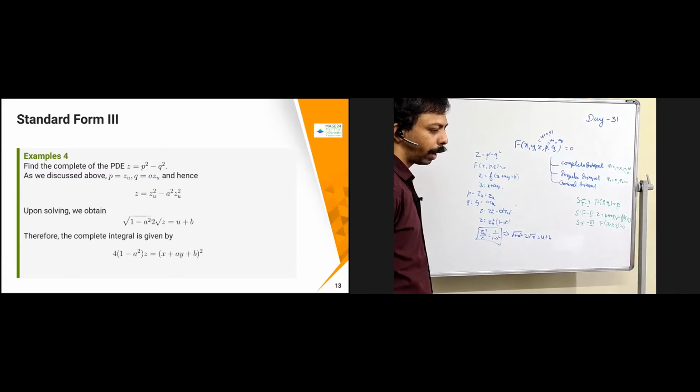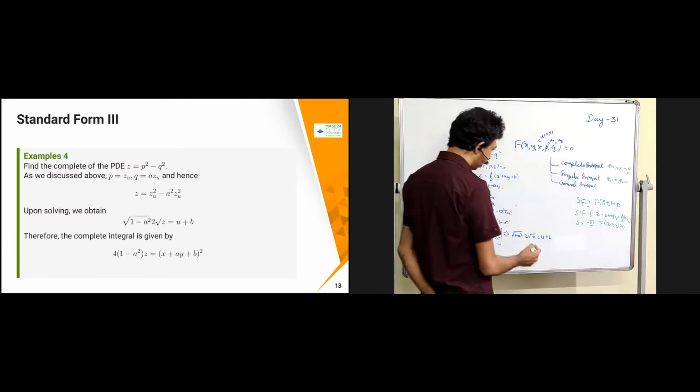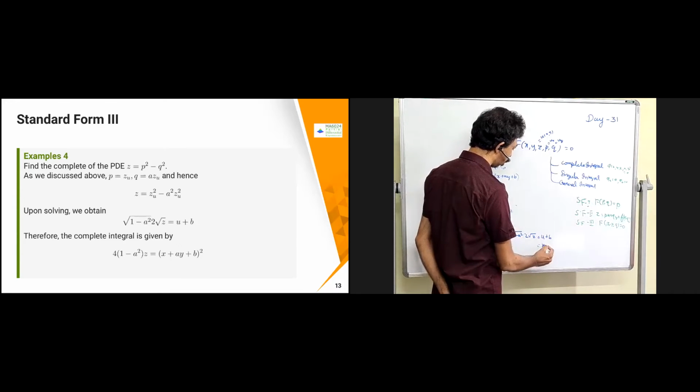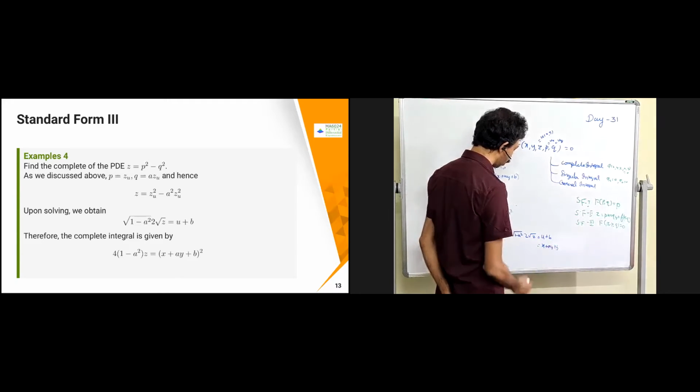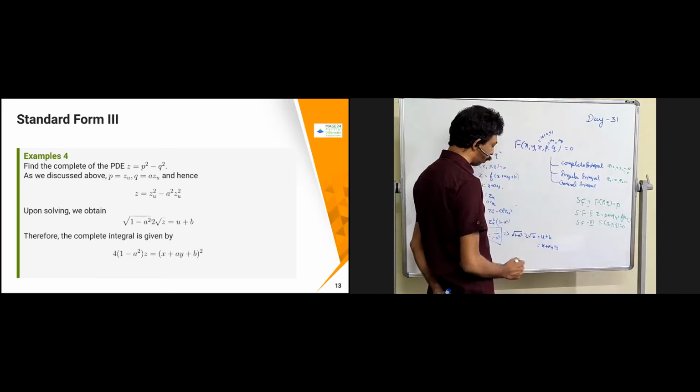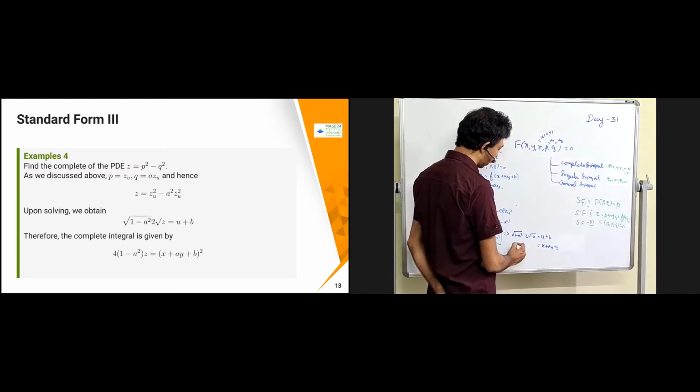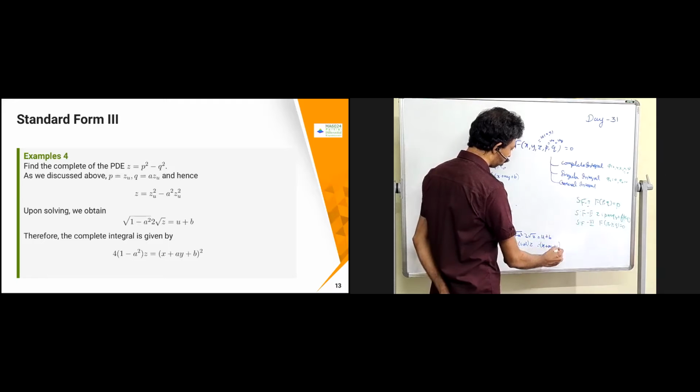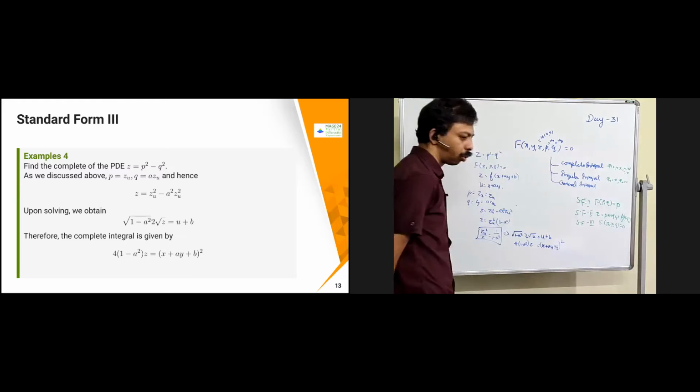So this is the thing, but I have to obtain my complete integral. So for the complete integral, u equal to x plus ay, I have to substitute. If you substitute that, u equal to x plus ay plus b is going to come. And if I just square on both sides, this is going to become 4 into (1 minus a square) into z equal to (x plus ay plus b) whole square.